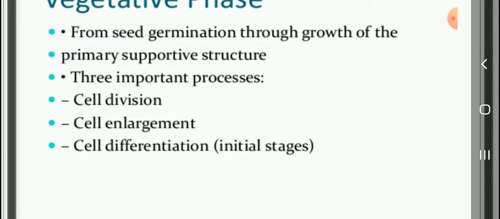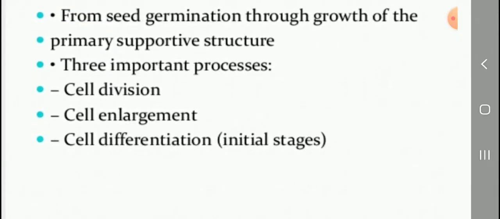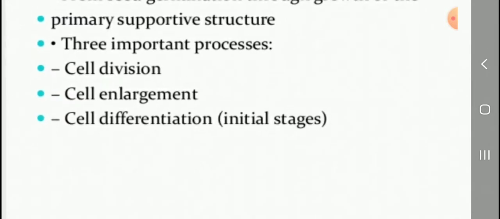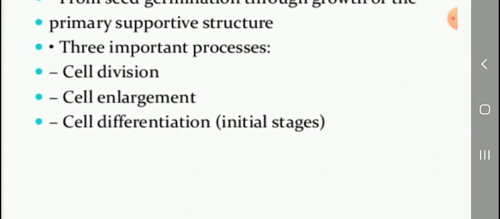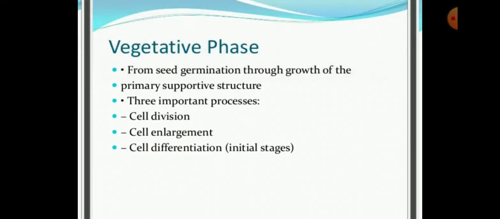Okay, for the initial stage, cell division. What is cell division? Mitosis and meiosis. Cell division: one cell divides into many cells to produce a multicellular organism. That is cell division. Enlargement means what? The increase in size. That is enlargement. Then differentiation. What is meant by differentiation? One cell becoming different from another cell with a main difference. That is differentiation. Okay, vegetative phase.